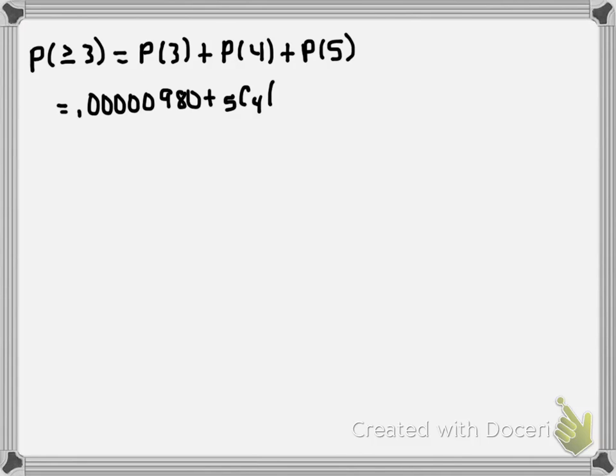The probability of success is 0.01. The number of successes is 4. The probability of failure is 0.99. The number of failures would be 1.